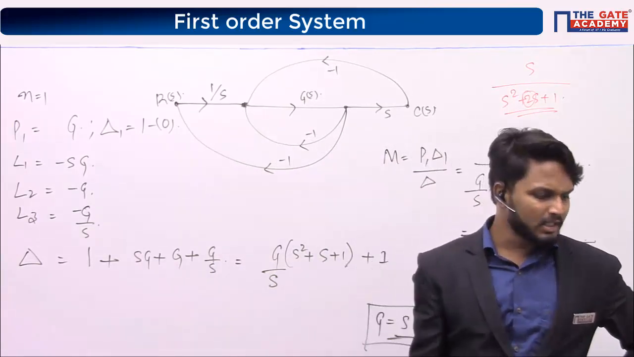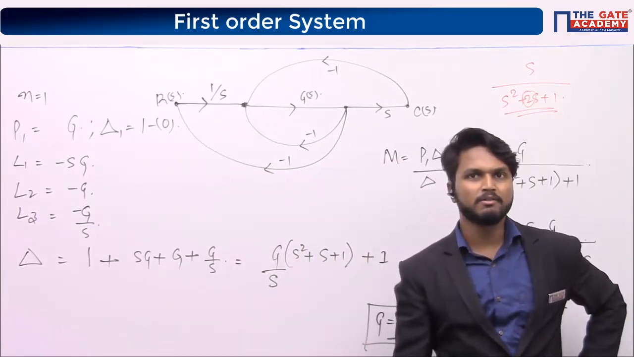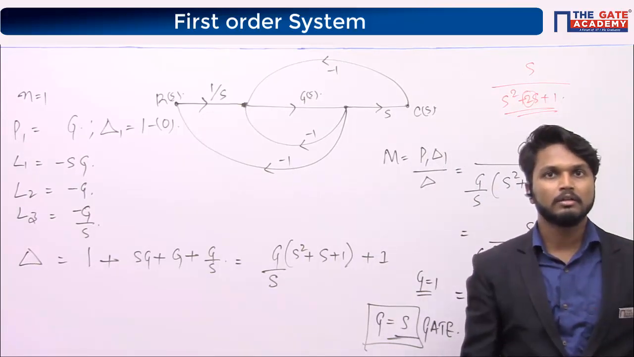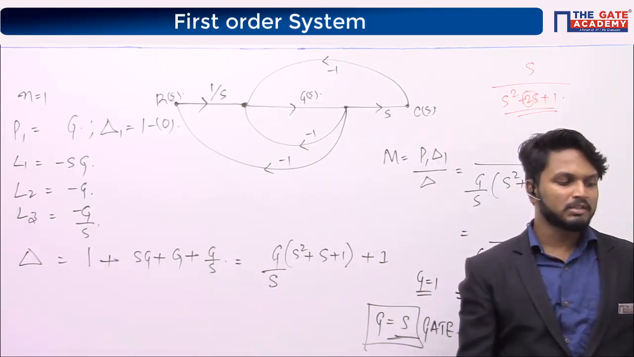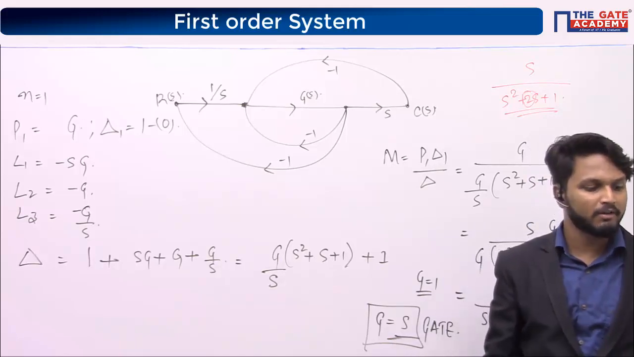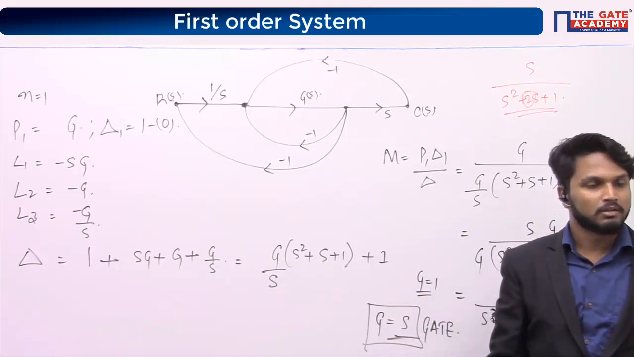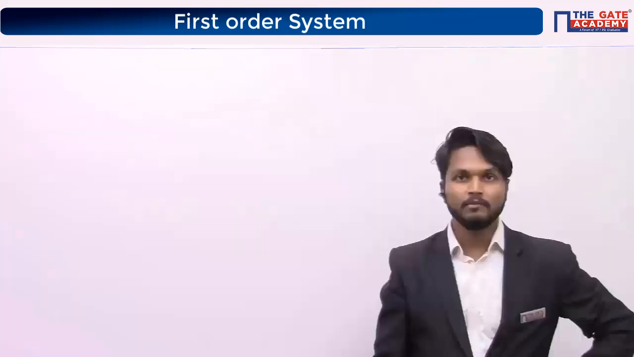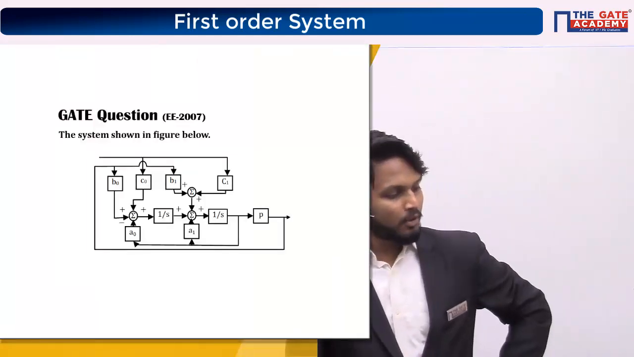Anyways, the question given is wrong actually. The options given in the question were completely wrong. Not only the options, the question, that is C of S by R of S, the transfer function given by them is wrong. Is it clear? So what is the signal flow graph we got?